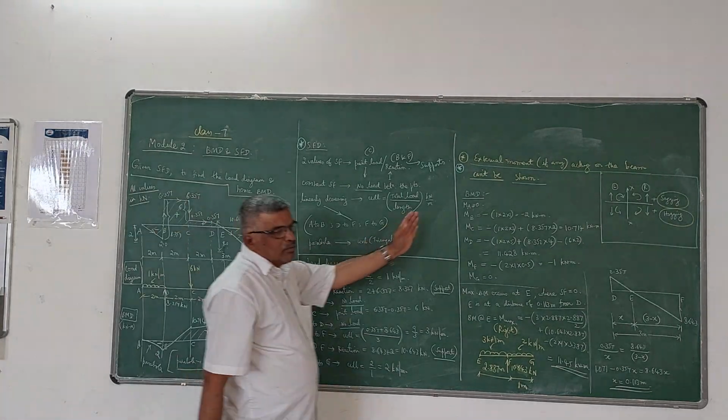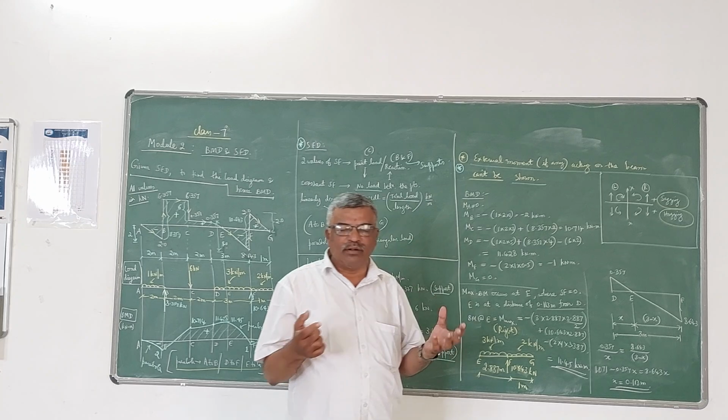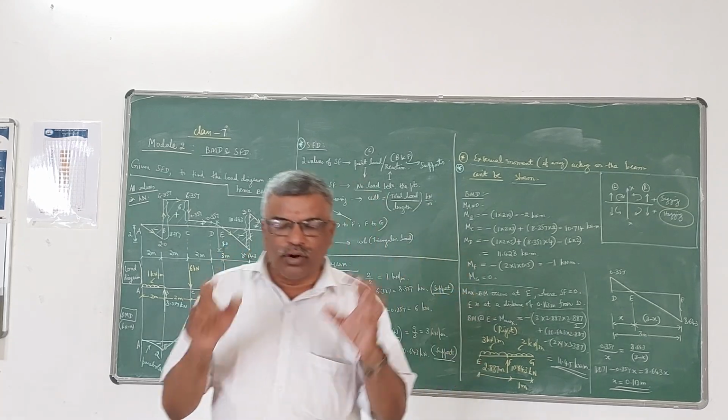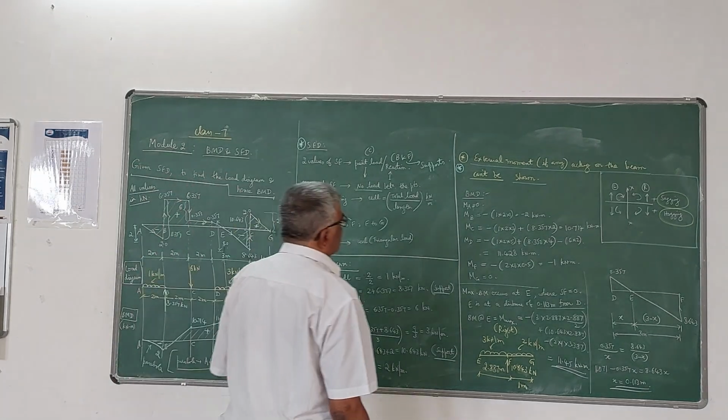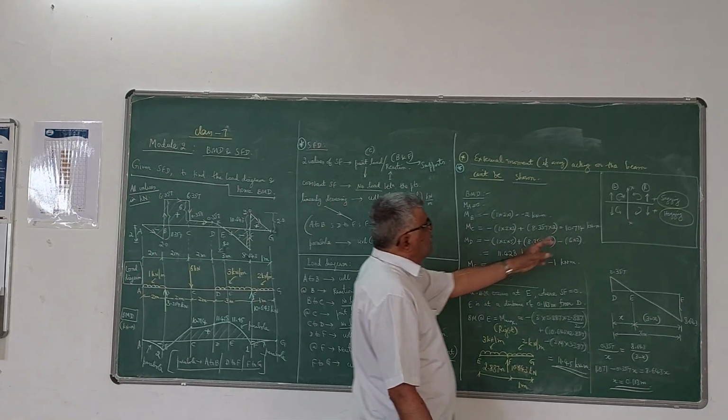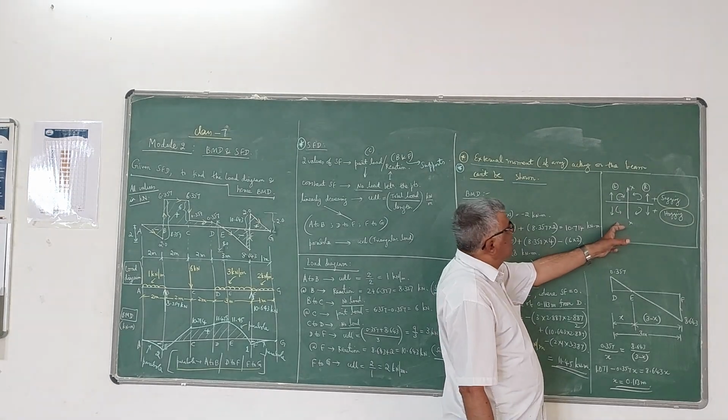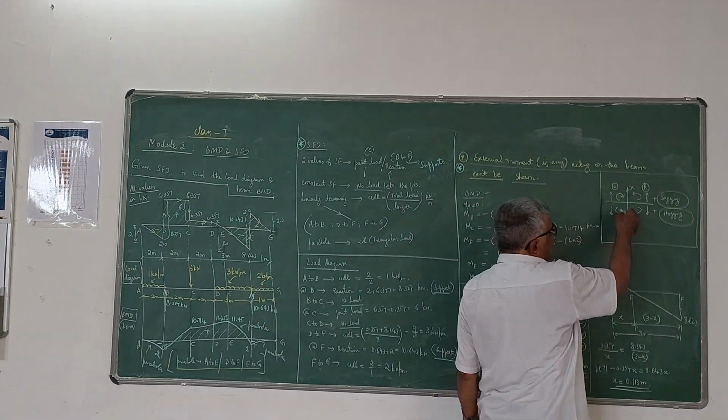Now once we get this loading diagram, we can draw the bending moment diagram. From the shear force diagram, first you have to draw the loading diagram. From the loading diagram, you have to get the bending moment diagram. Now as usual, this is the sign convention for calculating the bending moment. X-axis is the section under consideration.